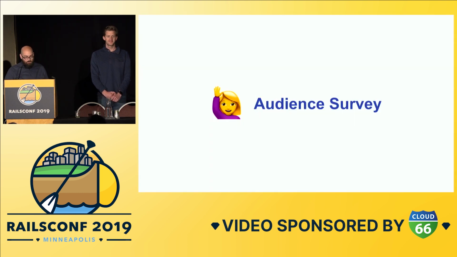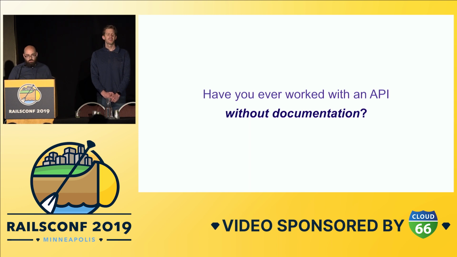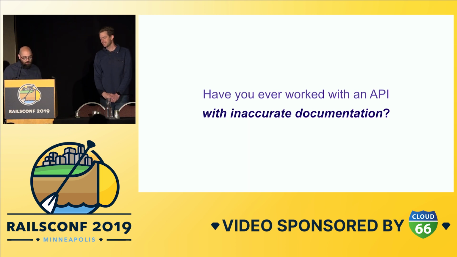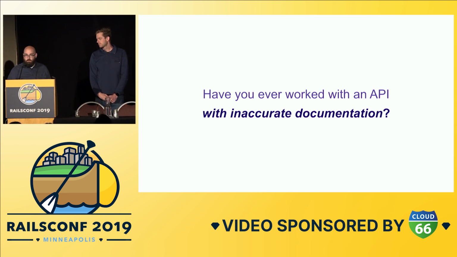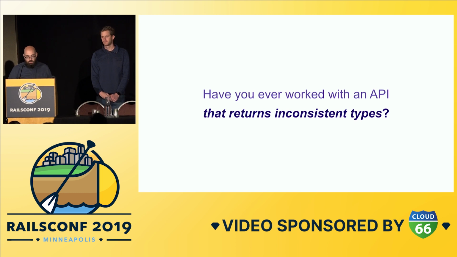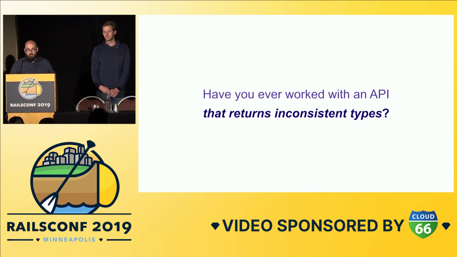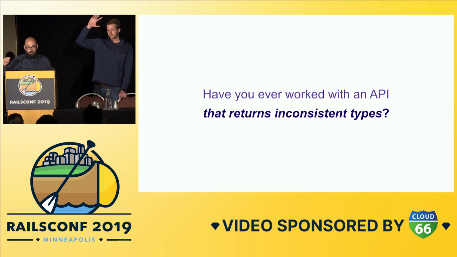First, an audience survey. Have you ever worked with an API without documentation? Raise your hand. It should be everyone. It happens all the time. Have you ever worked with an API with inaccurate documentation? Maybe a little less, but sometimes, certainly for internal services, maybe a little more rare for public-facing services. What about an API that returns inconsistent types? Or maybe you don't know what the typing exactly is all the time.